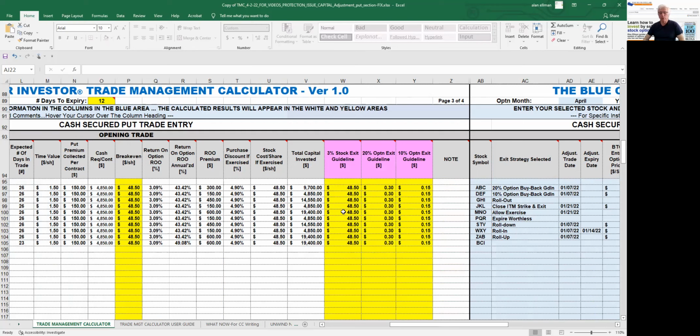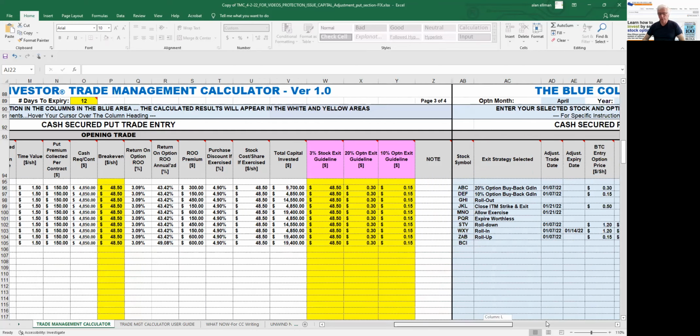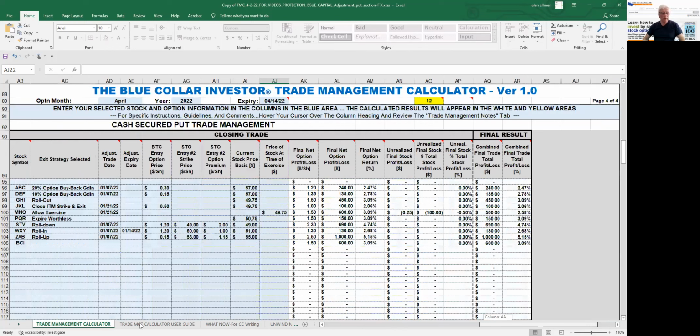For puts, it's the 3% guideline, 20%, 10% guideline. So again, if you're not familiar with that, you'll have a little idea if you just put the cursor above the titles. But in the books and online video courses, I give very detailed explanations as to what they are, why BCI created them, and it's just not numbers we picked out of a hat. It's based on years and years of trading experience how we came up with these numbers. And folks, that is section 2 of the cash secured put section. So let's go over to section 3.